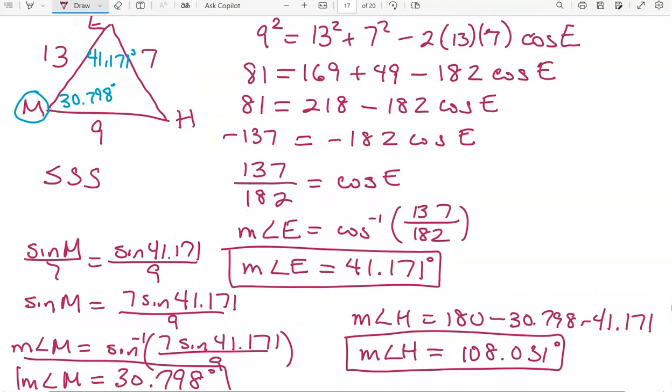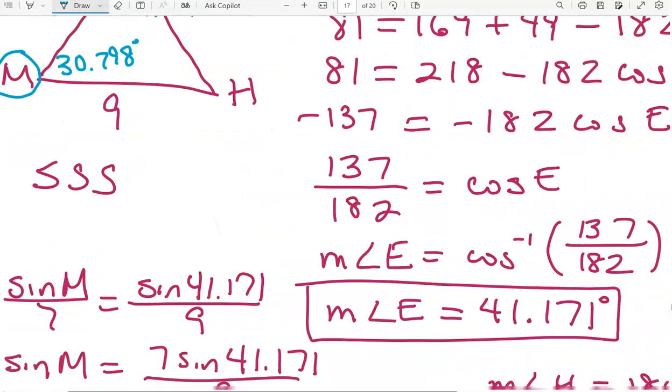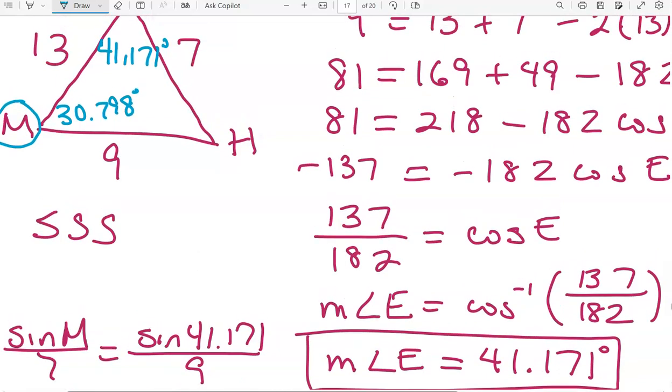So when we're done here, let's insert that value in our diagram. That was 108.031. And as expected, the largest side, 13, is opposite that angle. Our smallest angle, angle M, has the smallest side opposite it. So our answer makes sense.